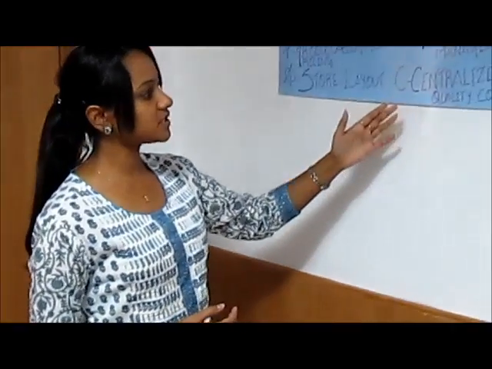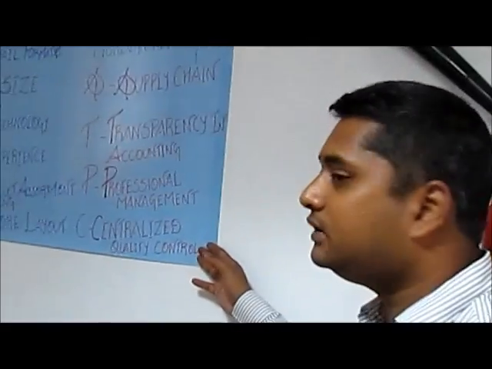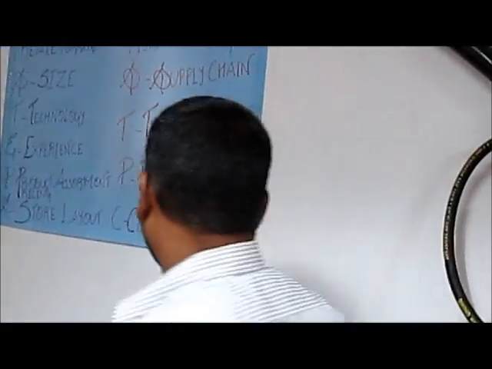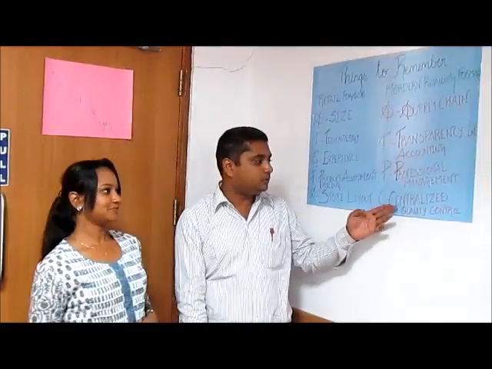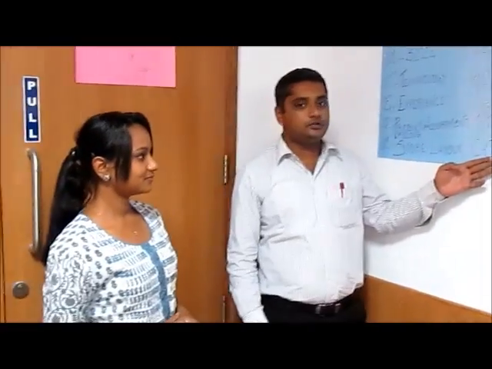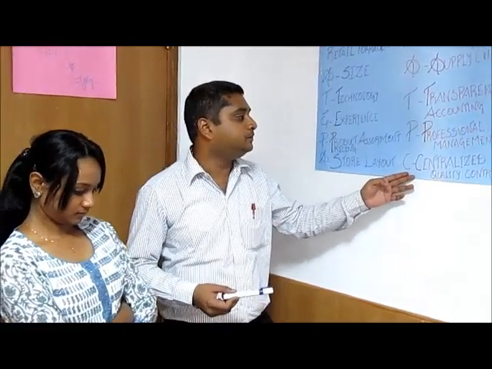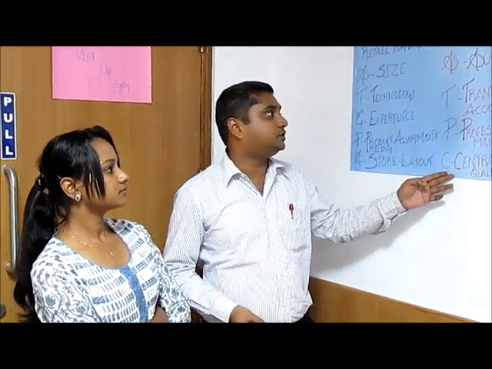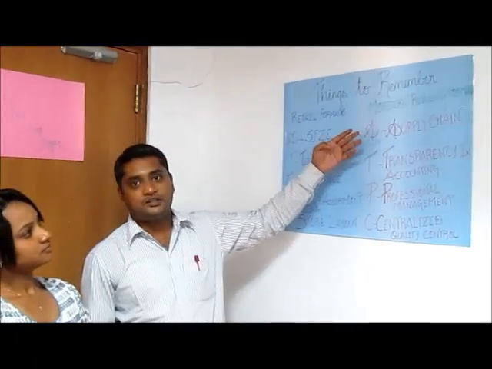And next is centralized quality control. We must have effective quality control, and that adds more to our store's performance. For example, if we have a distribution center in which the quality of the products is checked, then there is no need for the store manager to check the quality again, which means the store manager can concentrate more on visual merchandising and on making the store operations efficient.